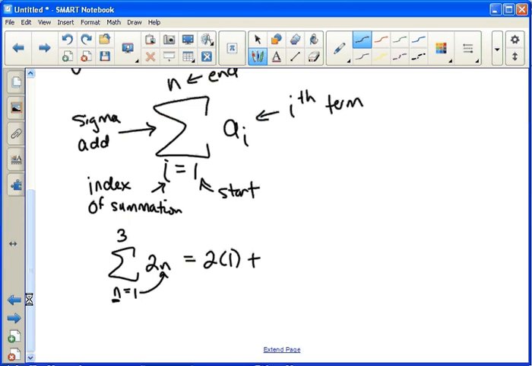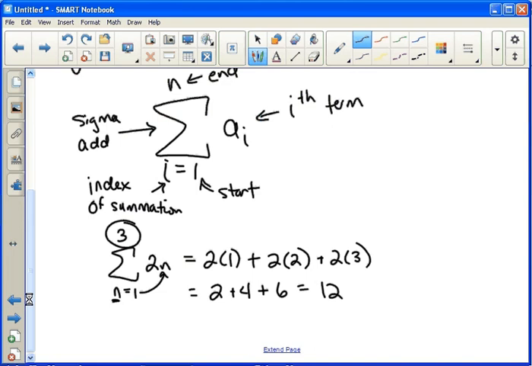So I get 2 plus 4 plus 6 equals 12. So that's how to do it by hand. You simply plug in the bottom number first, keep counting up and plugging those numbers in until you get to the number on top, and then add them all together. And the last thing we need to do today is learn how to do these in the calculator.